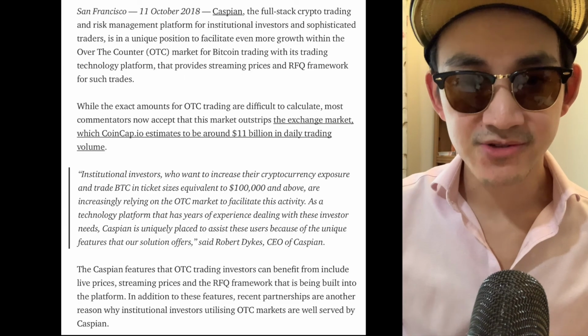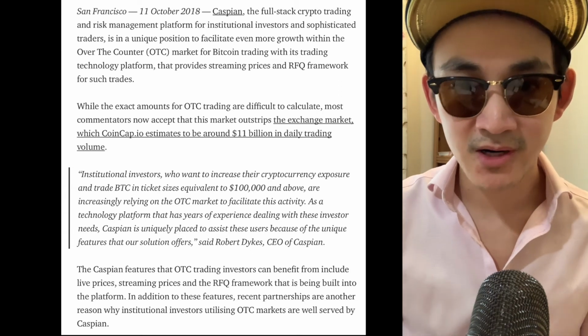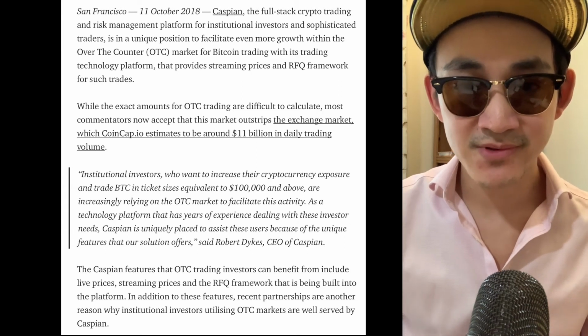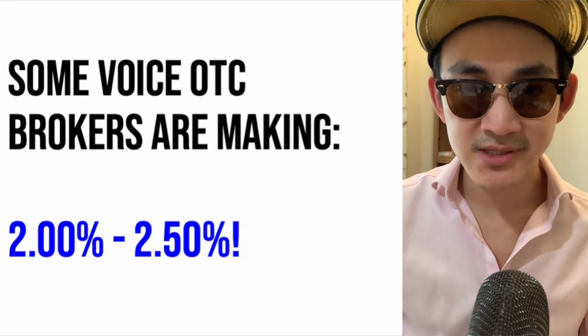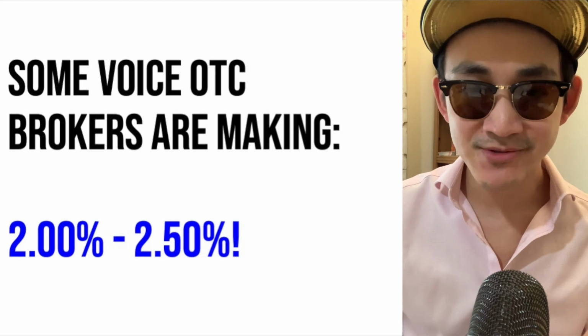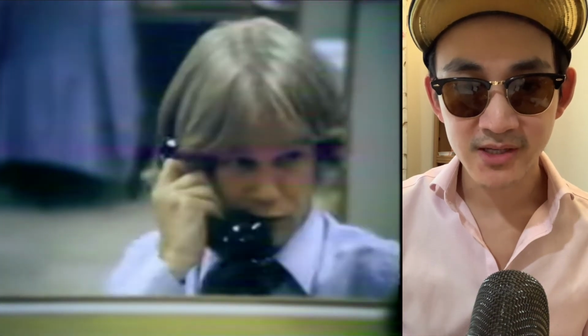But that's for electronic RFQ. Voice RFQ right now is absolutely happening in the crypto markets, which highlights the demand for this type of service. There are brokers right now who will charge 2%, 2.5% on each side of the trade. They're making an absolute killing on BTC and digital asset trades. I would say it's a natural progression of capital markets infrastructure.